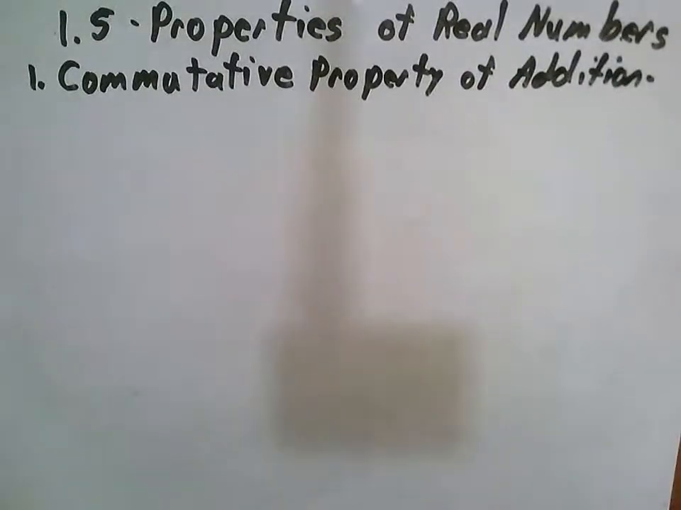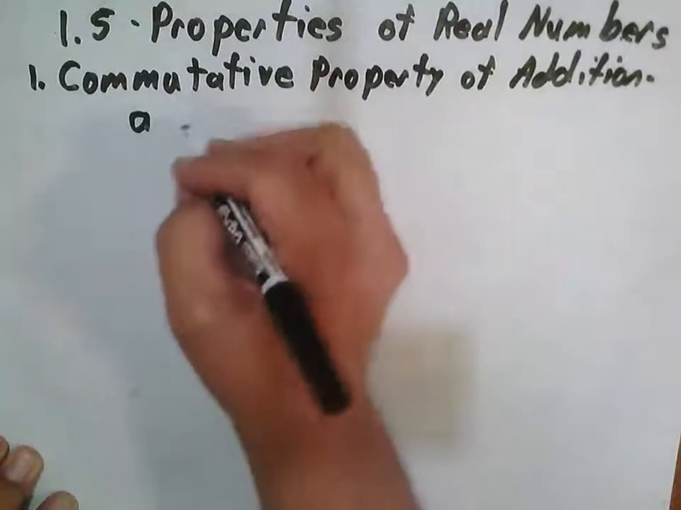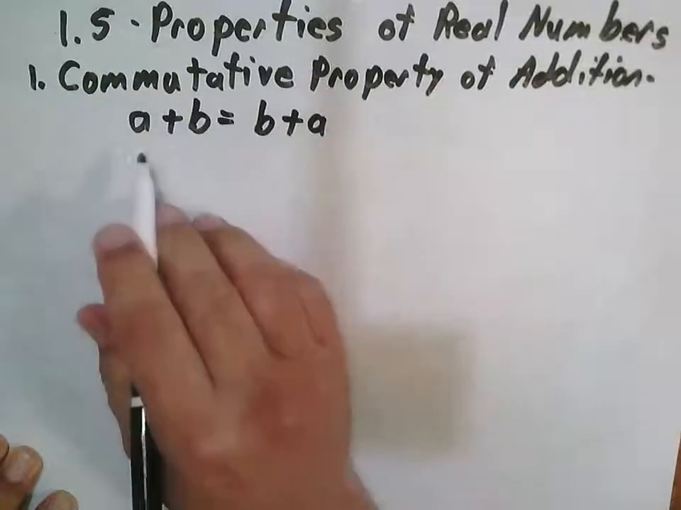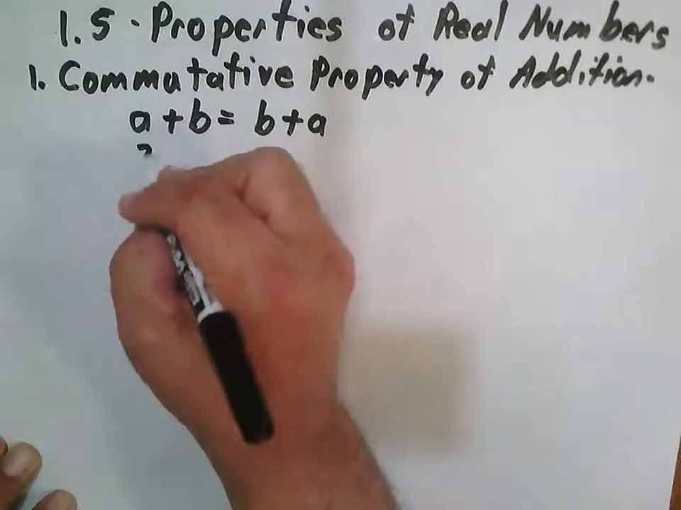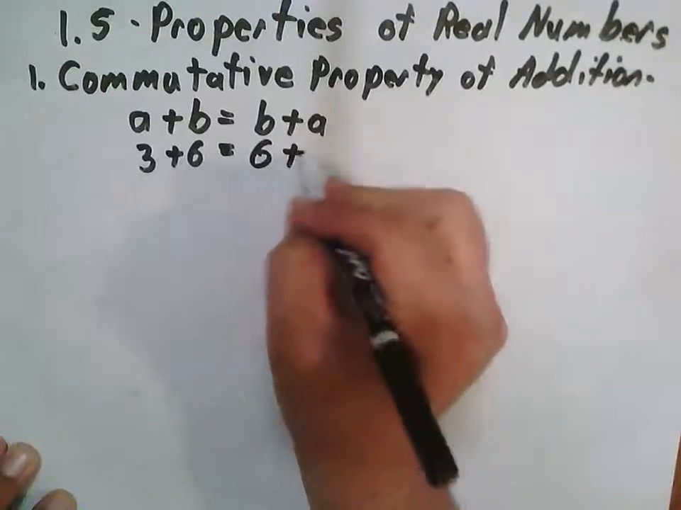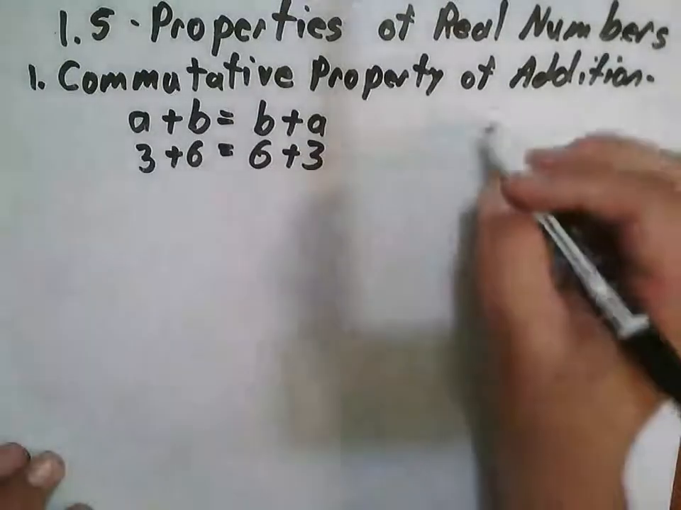Now, there's this long drawn out definition of this. Basically, it's just saying that changing the order of numbers in a sum will not change the results. I'm not going to write all that out, but I'll show you an example. Basically, it's telling you that A plus B is equal to B plus A, and all that means is I can change these numbers around, but it's not going to change the answer. If I substitute in numbers, 3 plus 6 is the same thing as 6 plus 3.